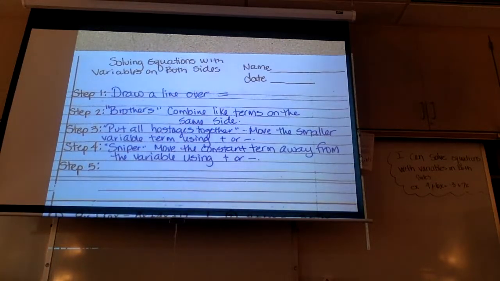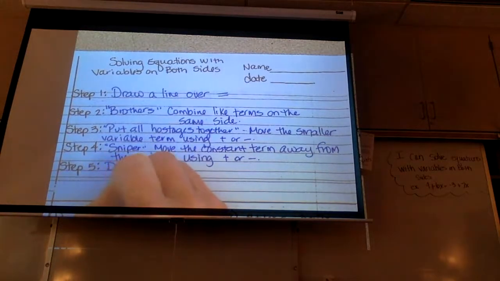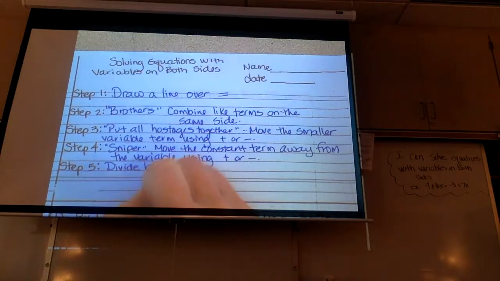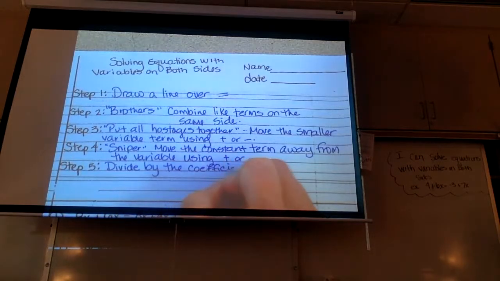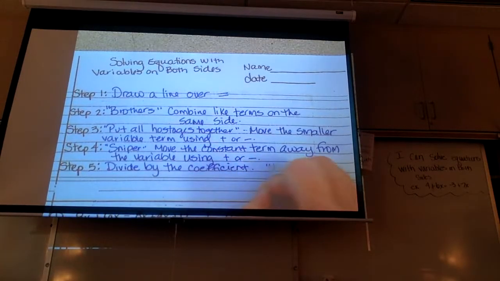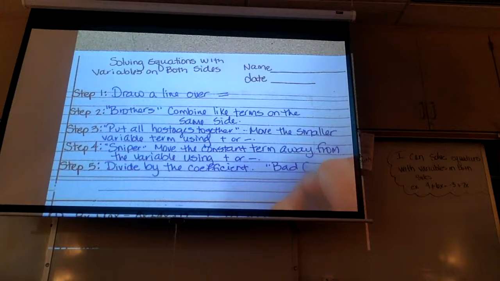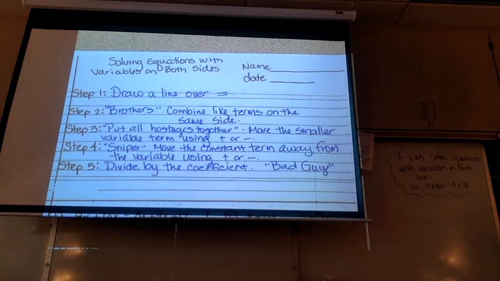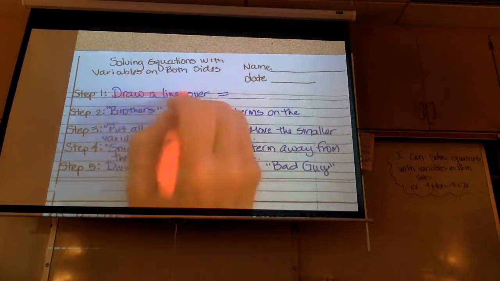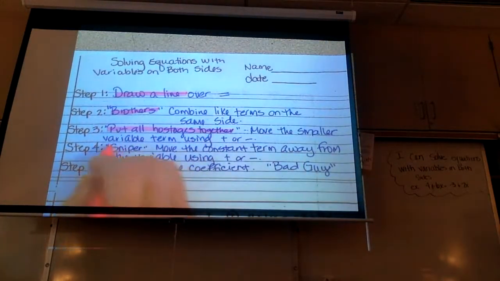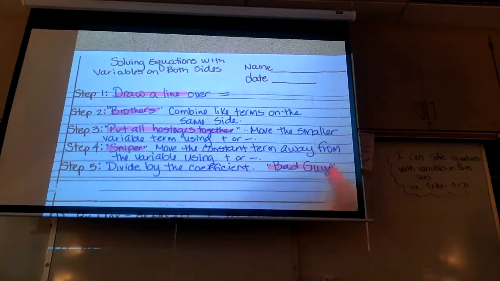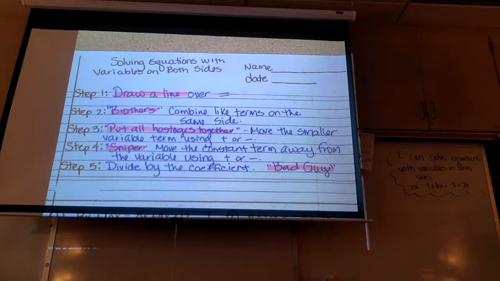In the next step, we're going to divide by the coefficient. And that's when we take out the bad guy to save the hostage. Okay? So we still are going to draw a line. Brothers. Now we're going to put all the hostages together. Take out the sniper, and then divide that bad guy.